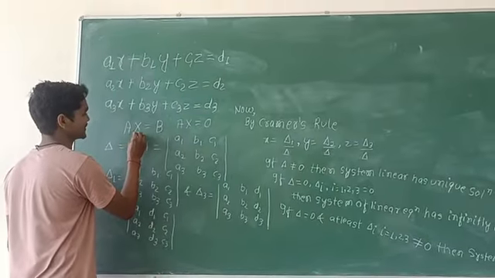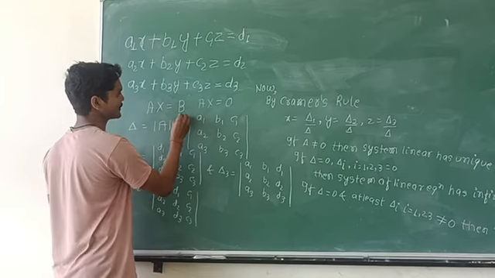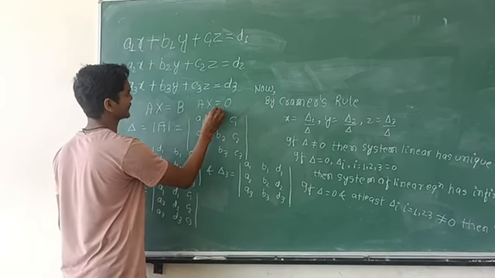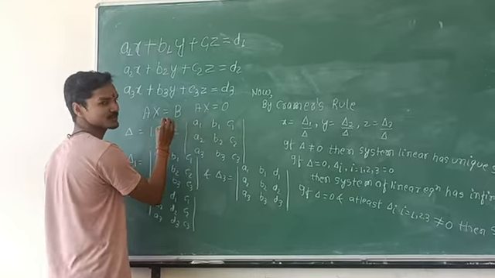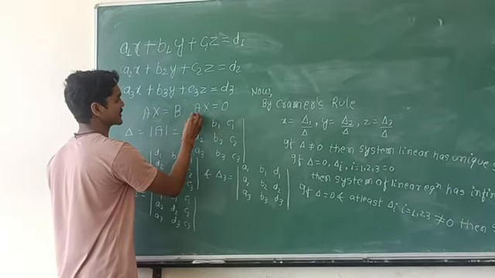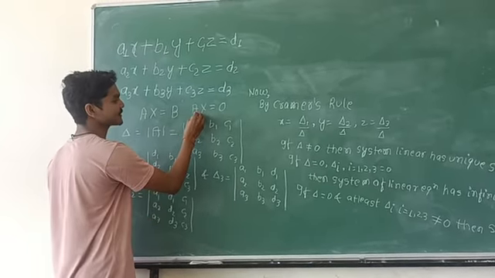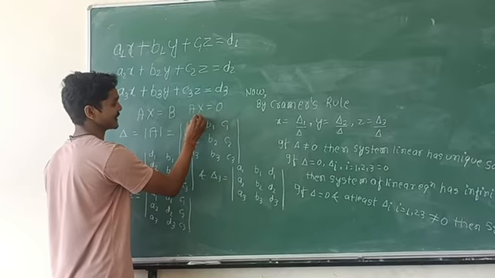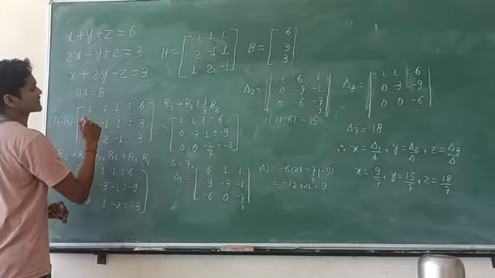This system of linear equations is non-homogeneous because the RHS is not equal to 0. If the RHS is equal to 0, then AX is equal to 0. In the non-homogeneous case, the solution may or may not be consistent. But in the homogeneous case, the solution is always consistent. It has a unique solution or infinitely many solutions. Let's start with the system of linear equations in the non-homogeneous case.